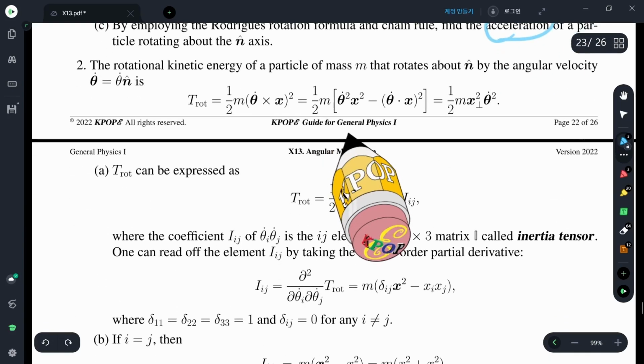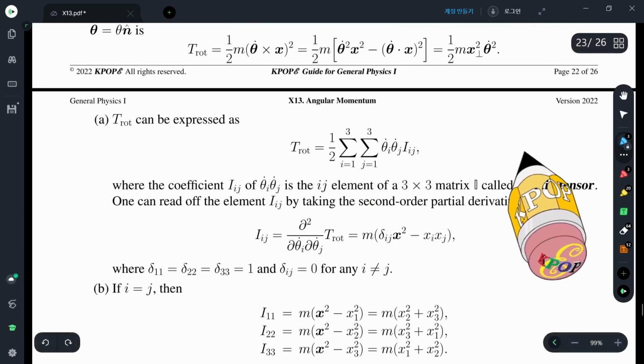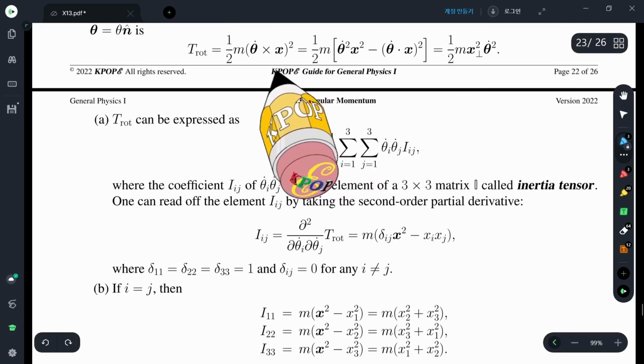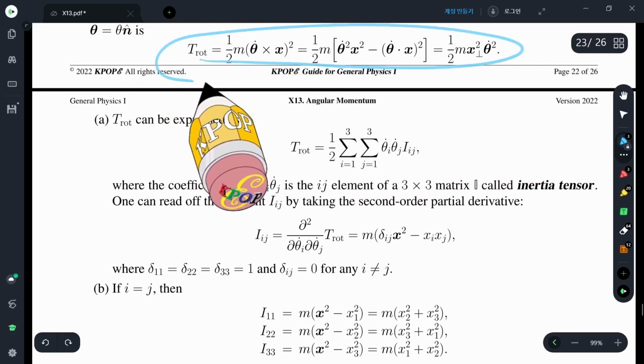In addition, until now, we have restricted ourselves to the case when n hat is fixed. However, it is not always true. N hat does not have to be fixed. It can rotate. And in the most general case, at least as far as the rotational kinetic energy is concerned, we have this formula.